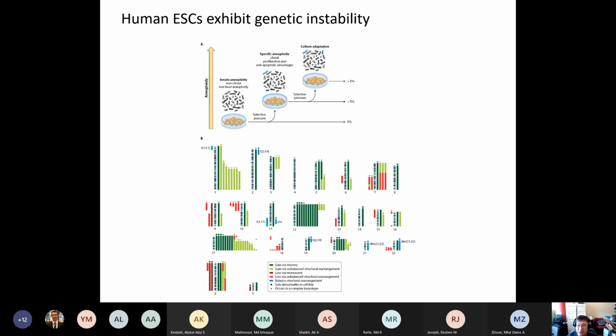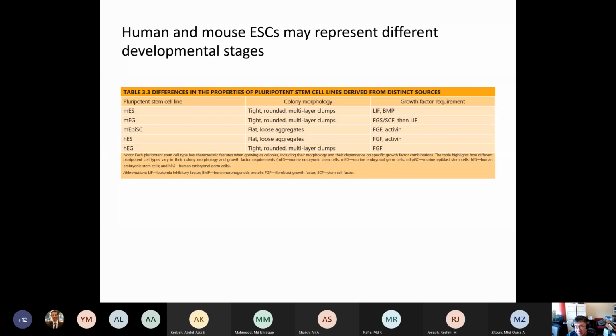So that's something you don't want to happen, because if you're going to derive these cells into tissue for regeneration purposes, well, you don't know what that will cause. Maybe a cancer. That's possible, right? So that's some difference between human and mouse embryonic stem cell. But here, I want to give you even more differences between human and mouse embryonic stem cell, because they may represent different developmental stages. Remember my description of early development or the early embryo, okay?